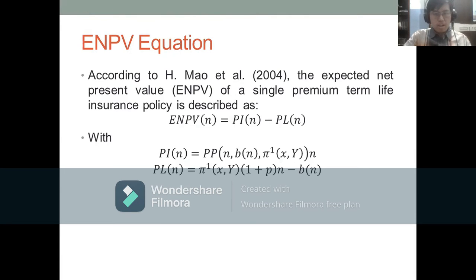Next, according to H. Paul et al. in 2004, the expected net present value, or ENPV, of a single premium term life insurance policy is described as the EPV of income minus the EPV of its loss, with both functions of PI and PL described below.